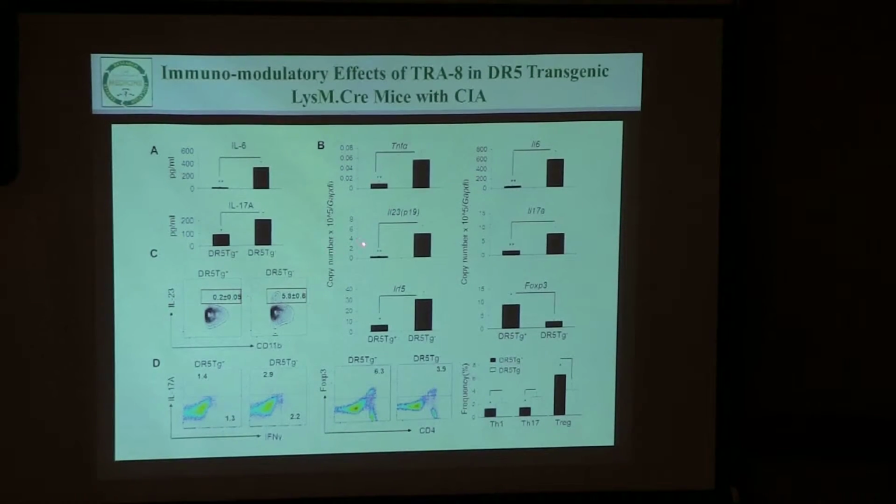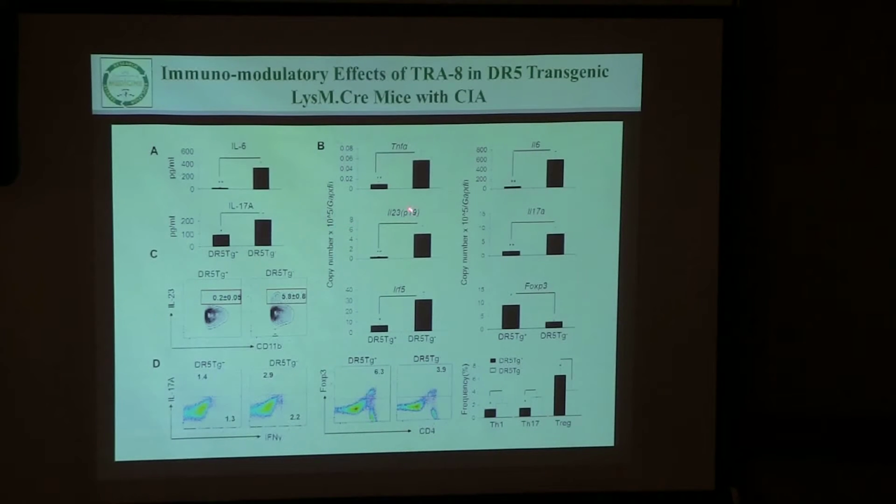Very consistently, we also observe a reduced level of IL-6 and IL-17 in the serum of these mice after TRIA treatment, and the CD11b positive, IL-23 positive M1 macrophage is also reduced by TRIA in the draining lymph node. Th17 is also reduced. Very interesting. Foxp3 positive Treg was increased in the draining lymph node.